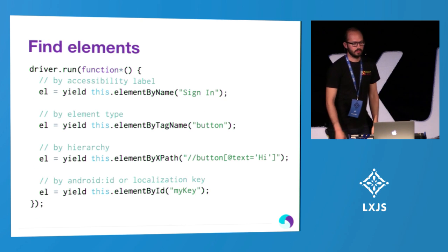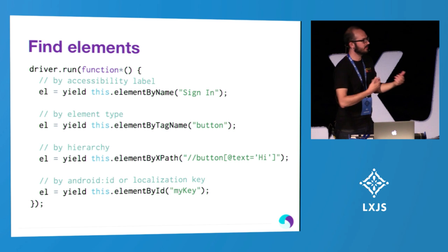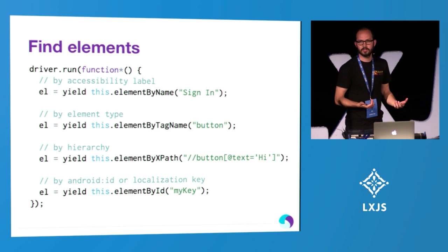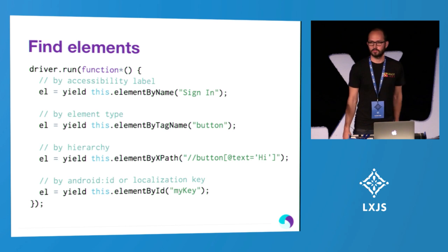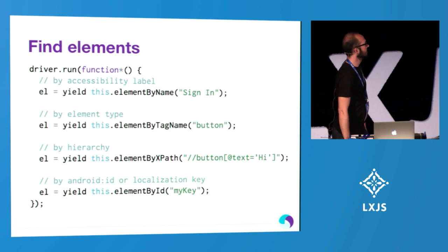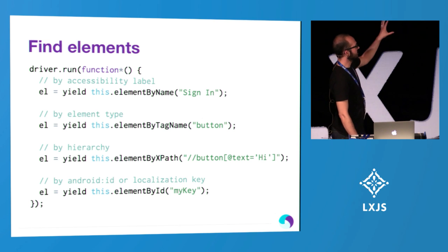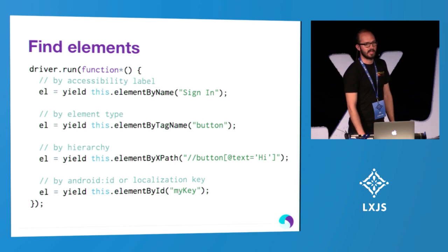So once you have a session, once you're automating an application, the first thing you're going to want to do is get a handle on some elements in your application so that you can interact with them. If you think about it, that's the first thing that your users do too. They find a button and click on it, or they read some text, or perform some kind of swipe or other touch action.